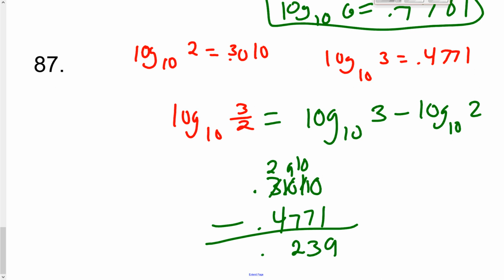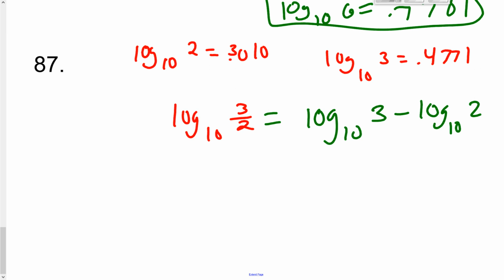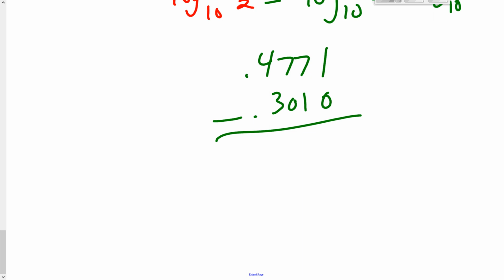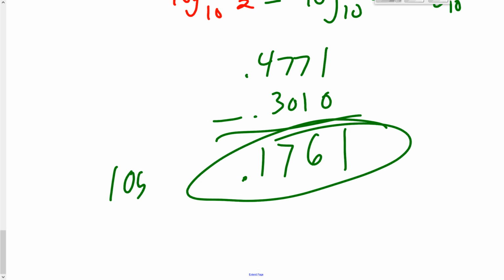It would probably help if I actually put these in the right format because I can't do that. So let's rewrite them the right way because it's log of 3, which is 0.4771, and minusing log of 2, which is 0.3010. Now I'm going to have an easier time actually doing the algorithm of subtraction, right? There we go. A lot easier. So there is log base 10 of 3/2 is equal to 0.1761. It's probably an approximation. Okay, all done.